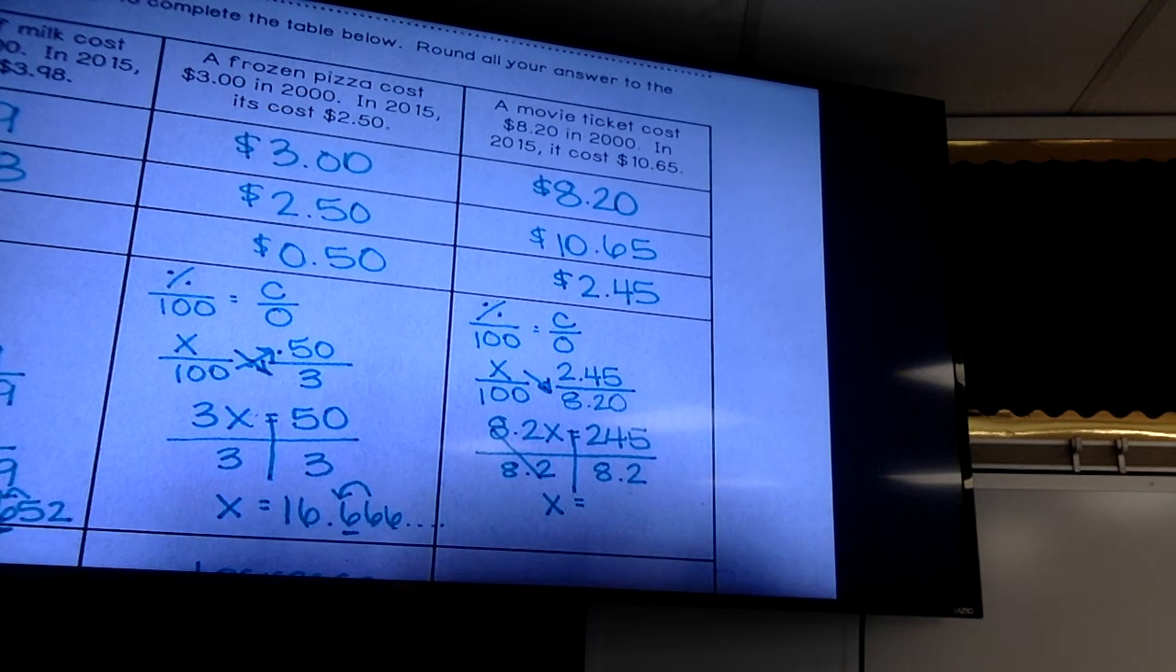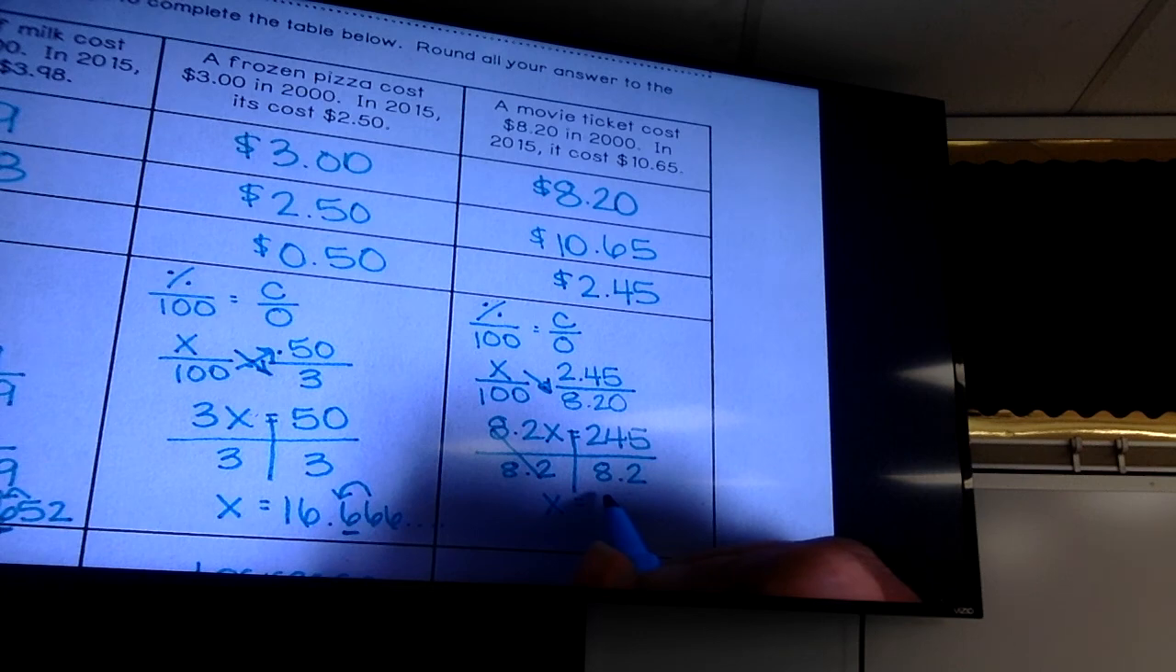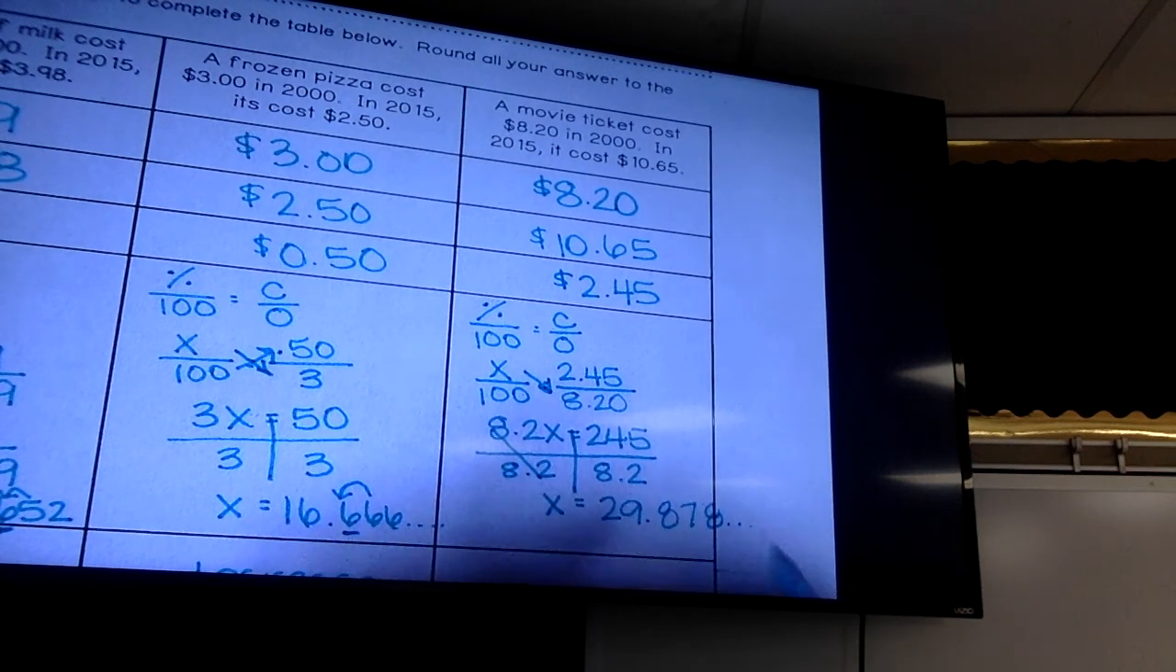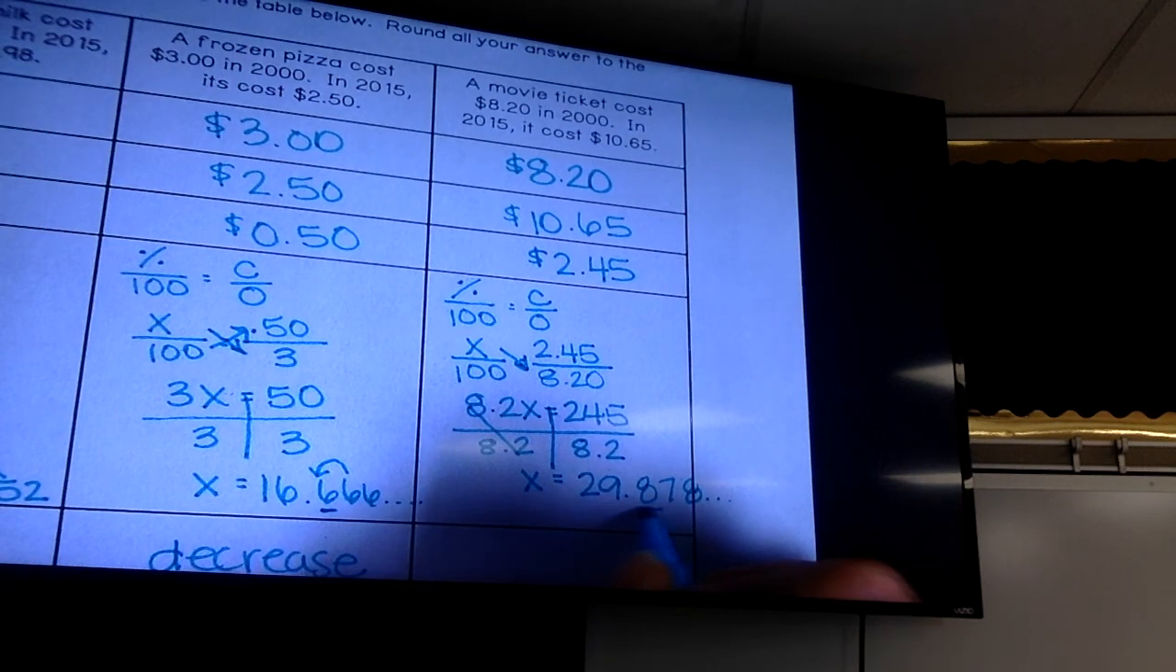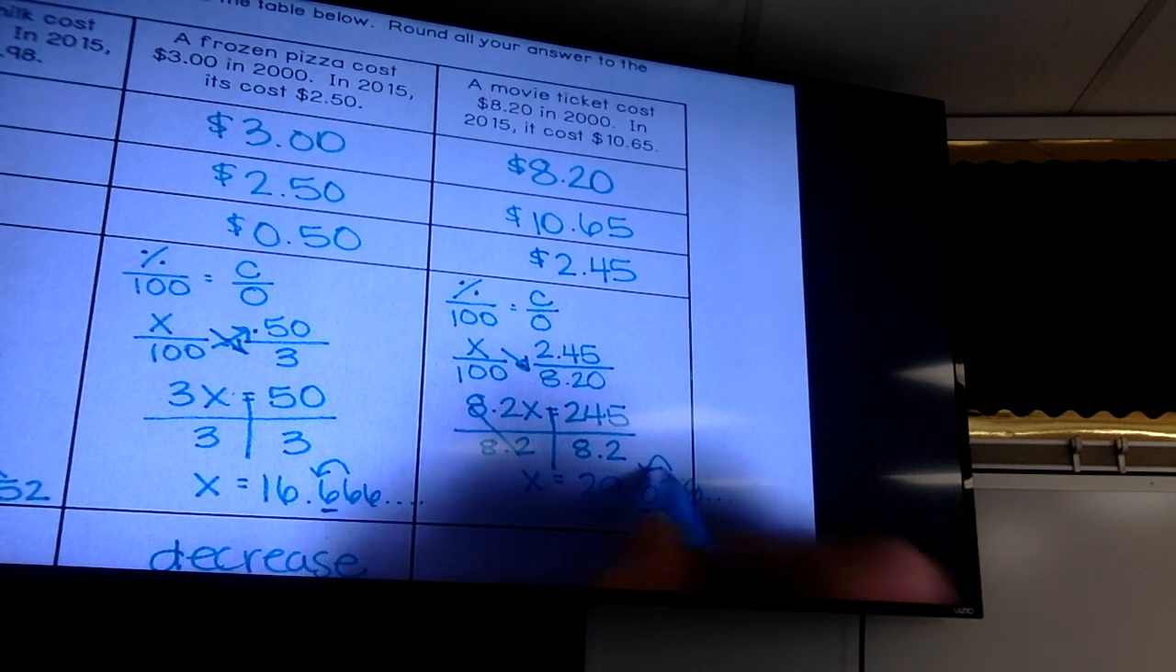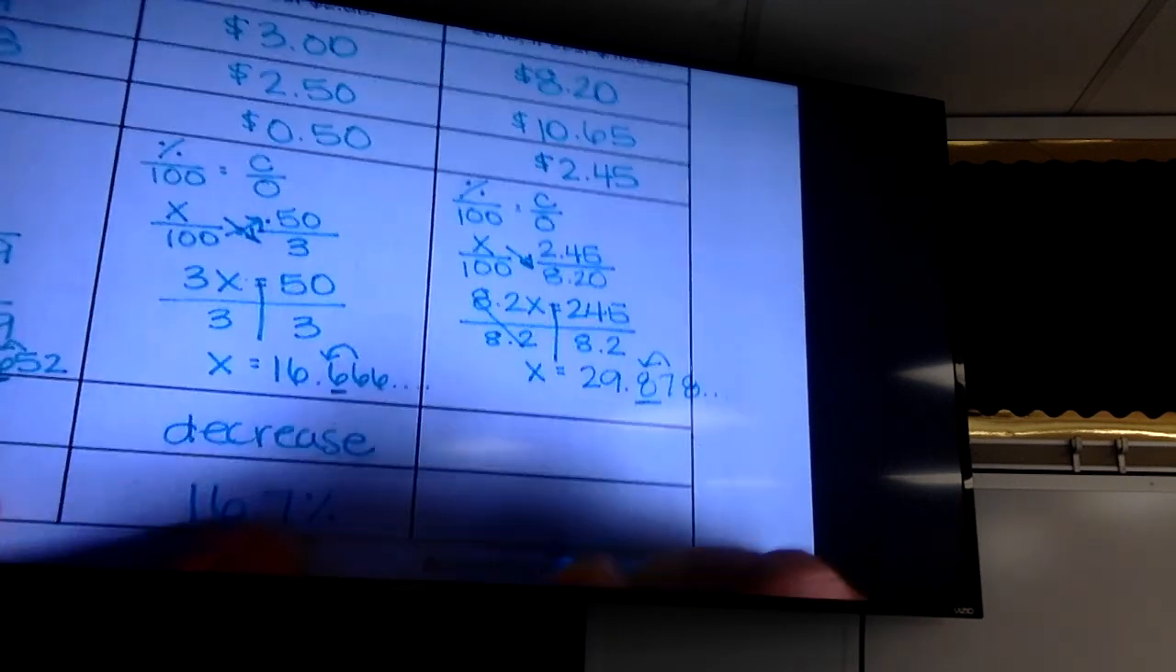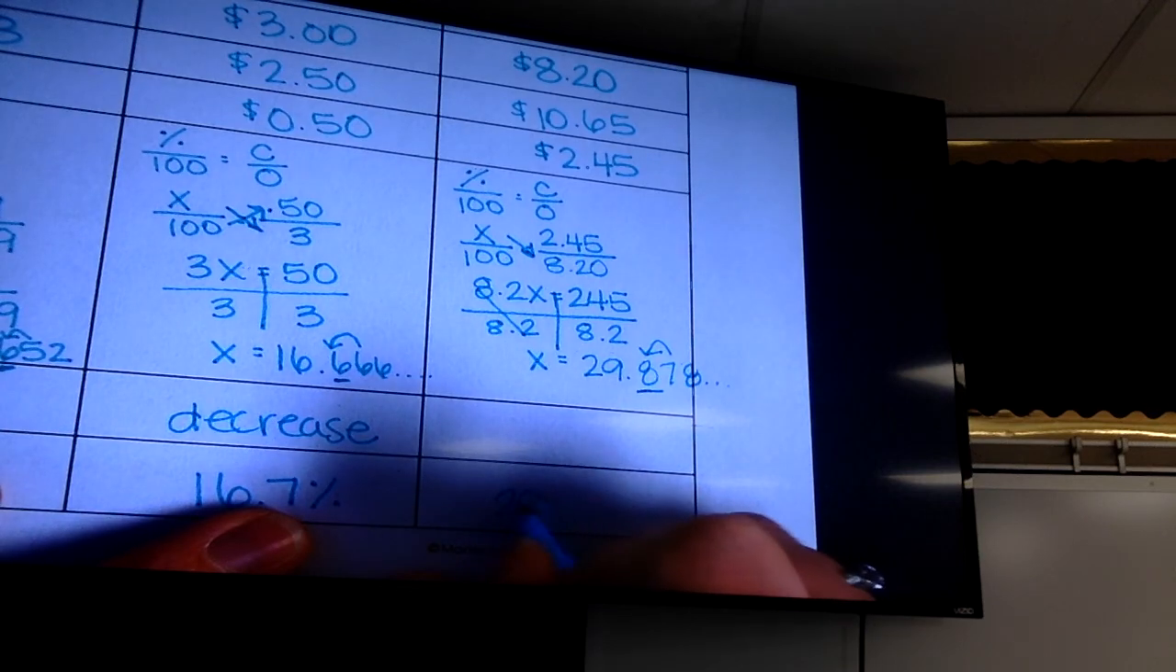When I do that, I get 29.878, and it keeps going in my calculator. But I'm rounding to the 10th spot. So this 7 is going to tell this 8 to become a 9. So I have 29.9%.